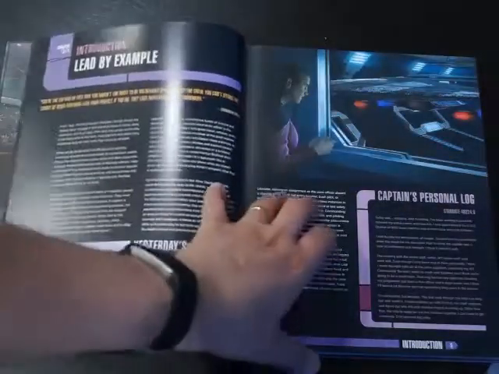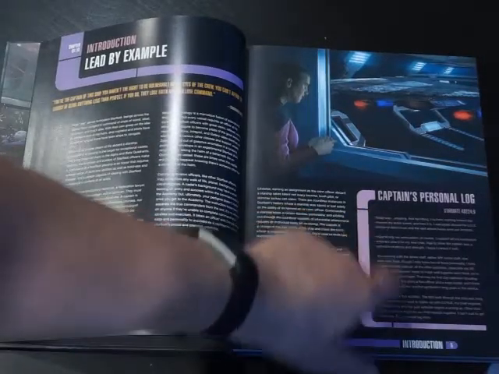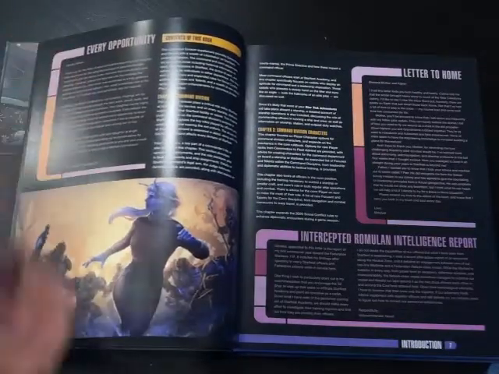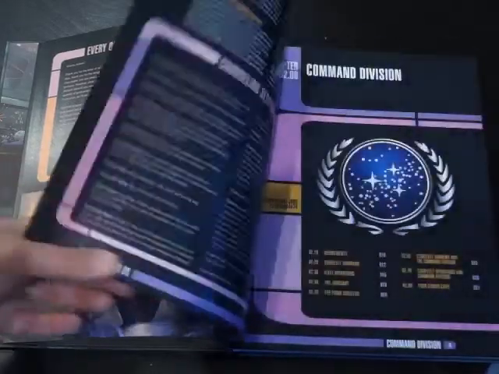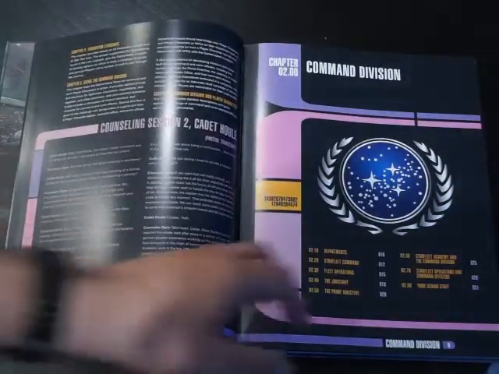Again, as usual with Star Trek Adventures, you've got these little captain's logs and these little call-out boxes, which add flavour, add a sense of depth to the thing, and really make it quite interesting to read.